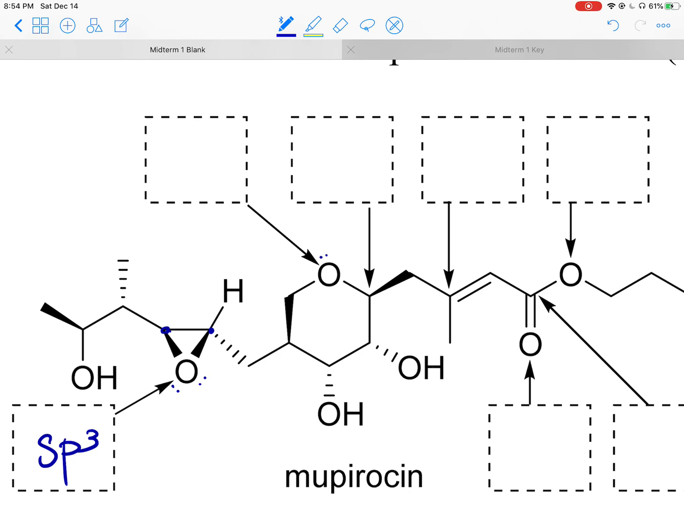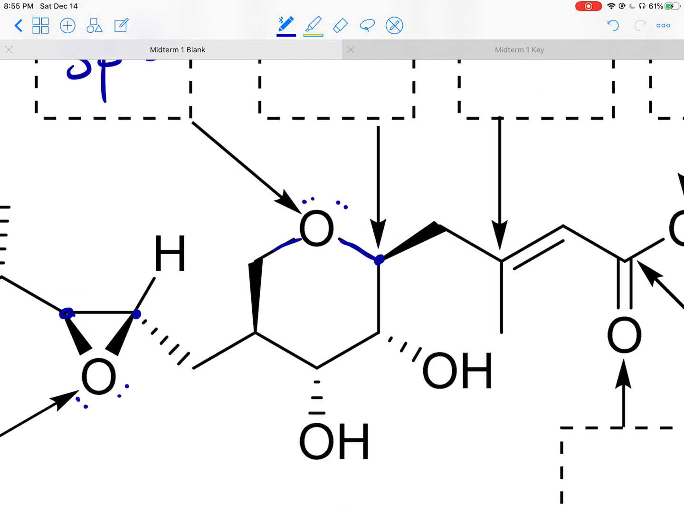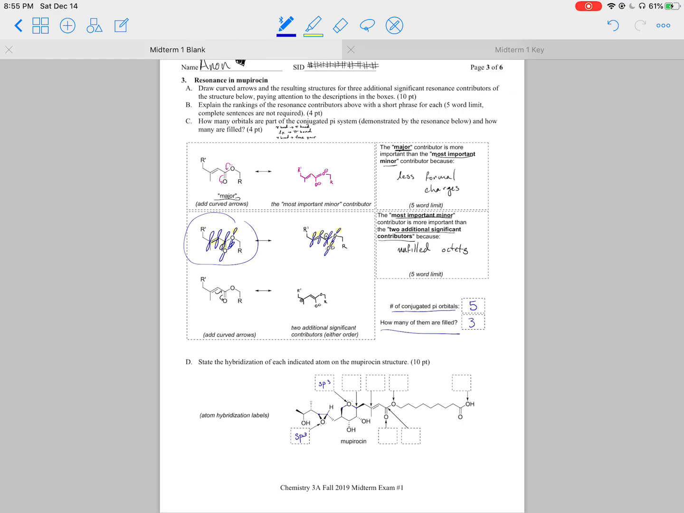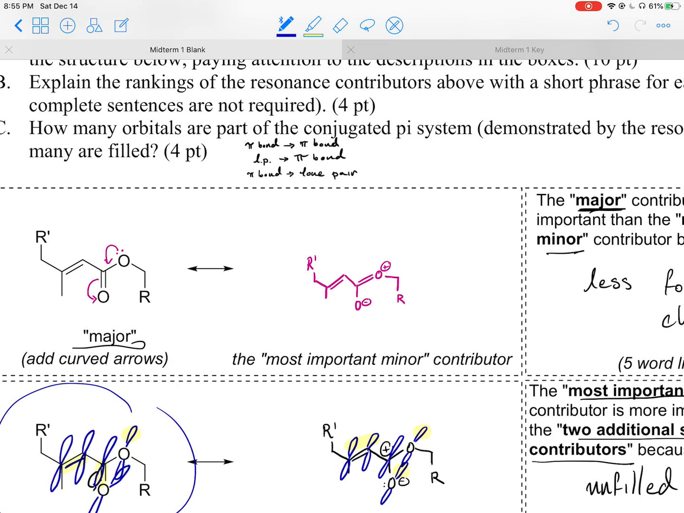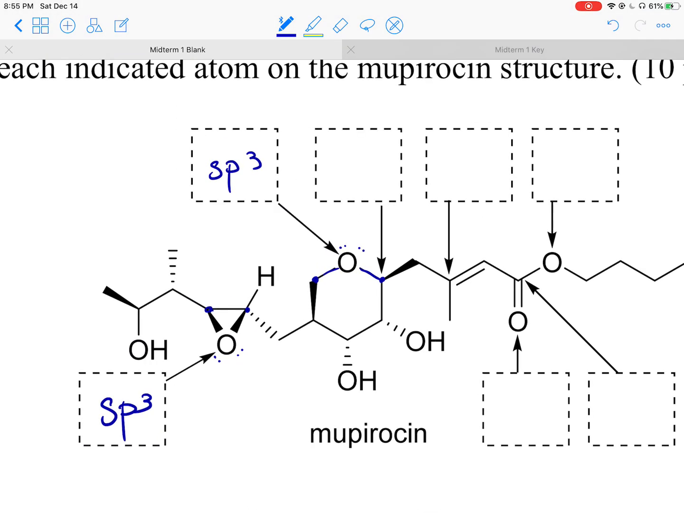Over here, again, there's 2 lone pairs on the oxygen, and then there's 2 sigma bonds. So that is sp3. No pi bonds around or anything that could participate in resonance. Remember, there's no lone pairs on these carbons that can turn into a pi bond. There's not a pi bond nearby that could turn into a lone pair. So that's why that is sp3 for that oxygen.